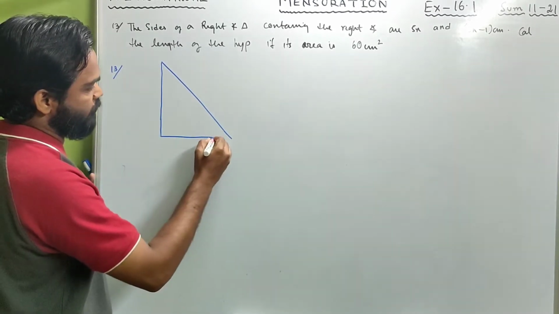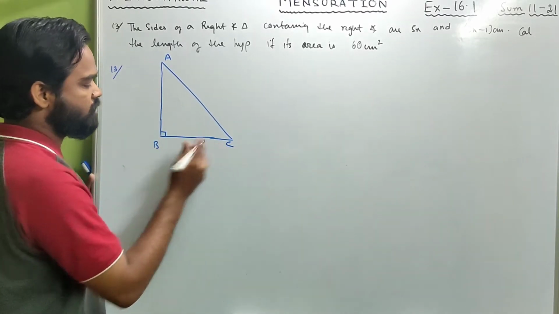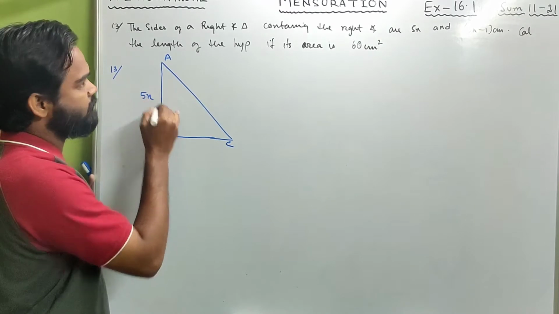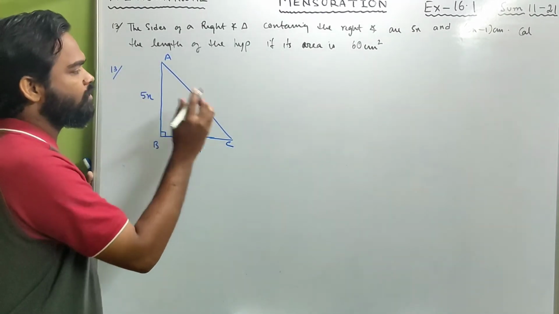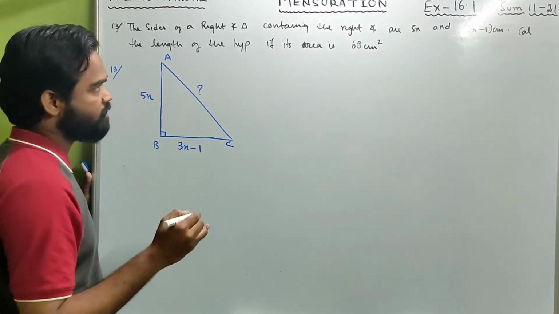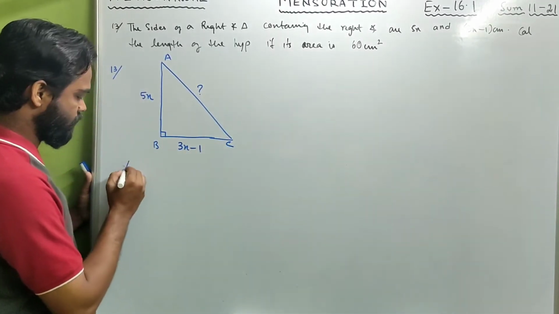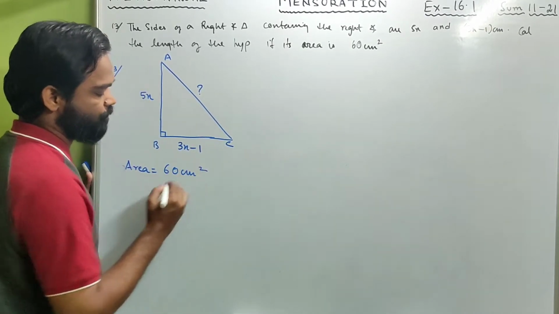Suppose this is my right angle triangle, 90 degrees at B, triangle ABC. The sides containing the right angle are 5x and 3x minus 1 centimeter. Calculate the length of the hypotenuse. They are asking for the hypotenuse, AC, if its area is 60. So the area given to us is 60 centimeter square.